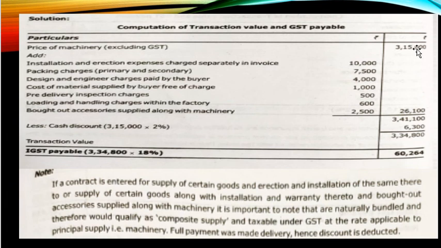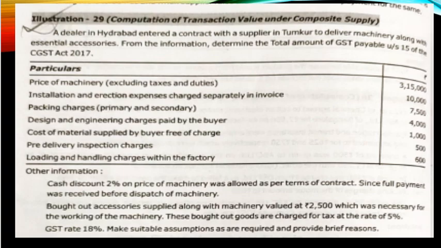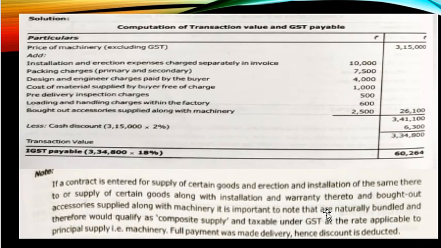Now we have taken the price of the machinery as stated in the question, which is excluding GST. So we will take 3,15,000. We will add all the expenses incurred. There are no expenses based on returnable goods, so we will take every expense: 10,000 plus 7,500 plus 4,000 plus 1,000 plus 500 plus 600, and this 2,500 is the accessory value supplied along with the machinery. So 2,500 will be added. The total is 26,100.